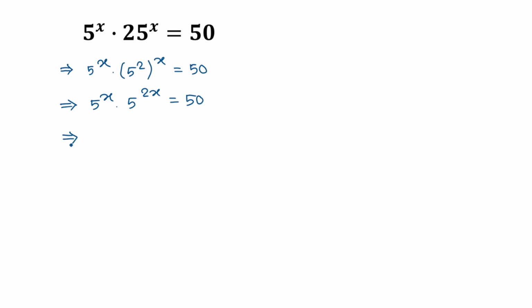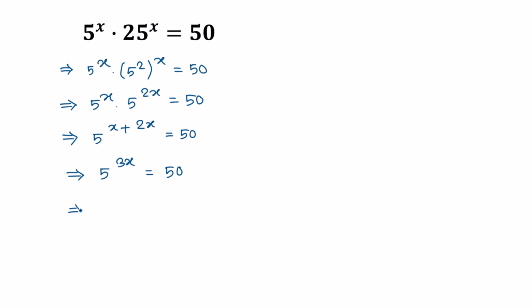Now applying the formula a to the power m times a to the power n is equal to a to the power m plus n. Applying this exponential formula, we can write 5 to the power x plus twice x is equal to the right side, 50. So 5 to the power x plus twice x, this is thrice x, is equal to 50.